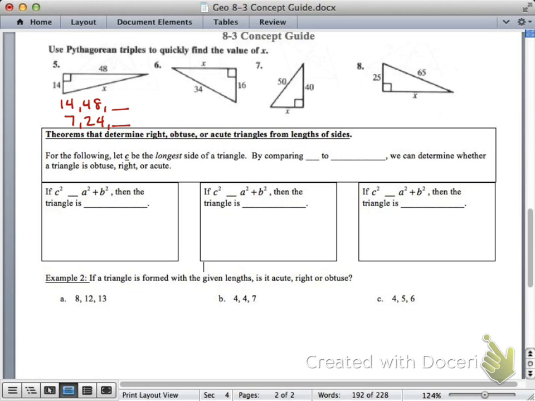Well, flip your page over. Do we have one where the two legs are 7, 24? That would make the hypotenuse what? 25. Well, the ratio we had was times 2. So 7, 24, 25. In this case, it's a 14, 48, 50 triangle. X equals 50. So see if you can reduce those other ratios on numbers 6, 7, and 8 and figure out what X is.